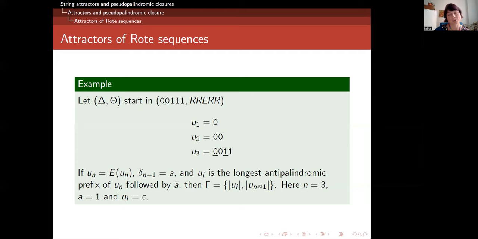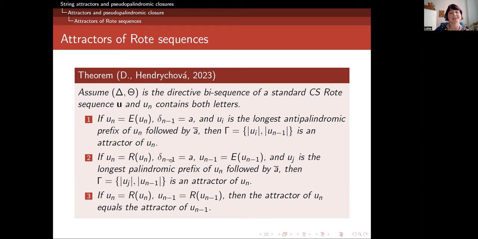So let me just summarize that in fact, we were again able to describe attractors in terms of the longest palindromic or antipalindromic prefixes followed by specific letters. Okay, so this was the last result for rote sequences.